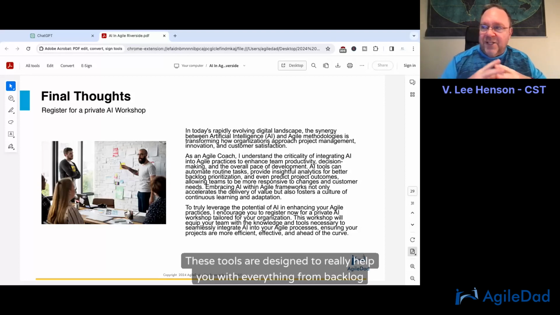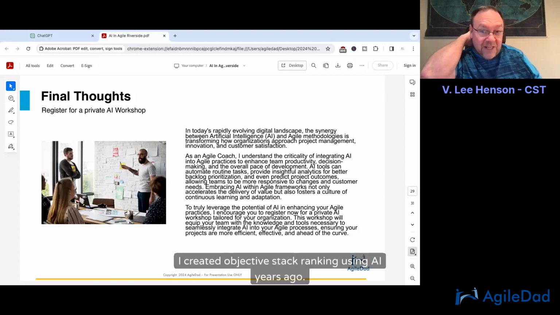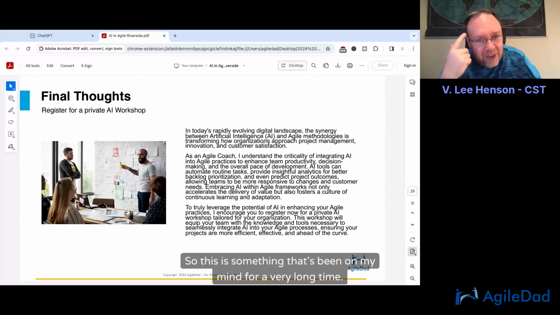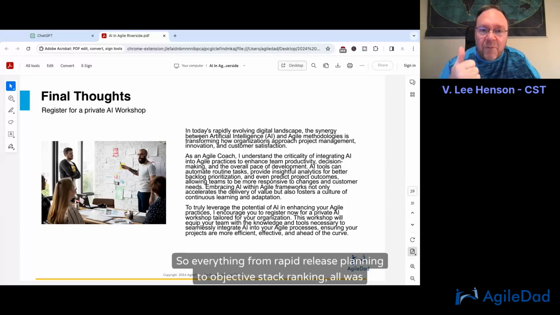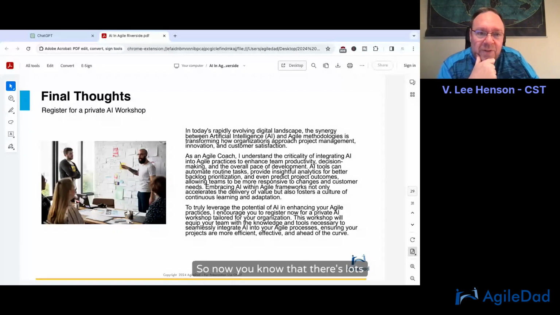These tools are designed to really help you with everything from backlog prioritization. I created objective stack ranking using AI years ago. So this is something that's been on my mind for a very long time. Everything from rapid release planning to objective stack ranking all stemmed from AI. So now you know that there's lots of power in how you use it.